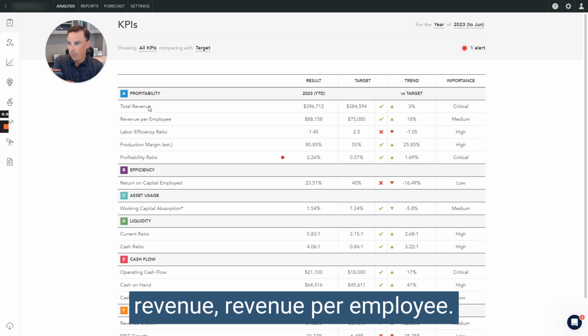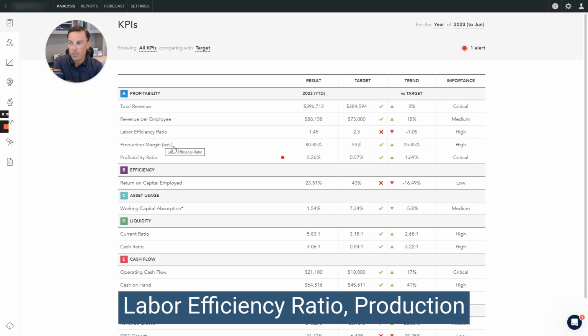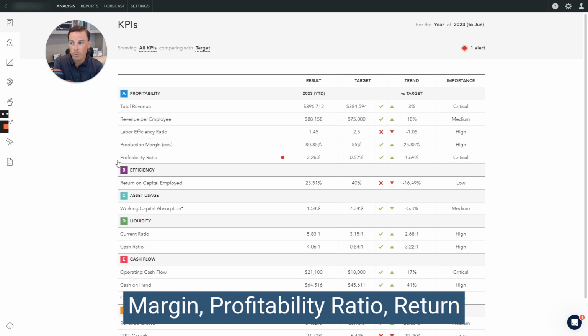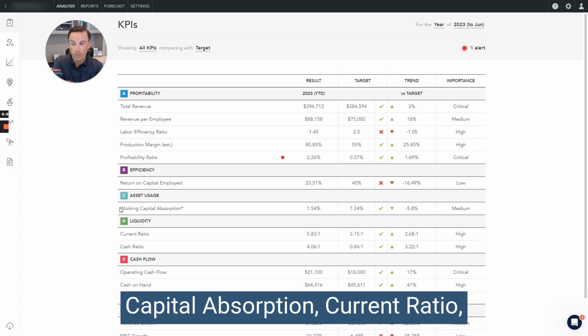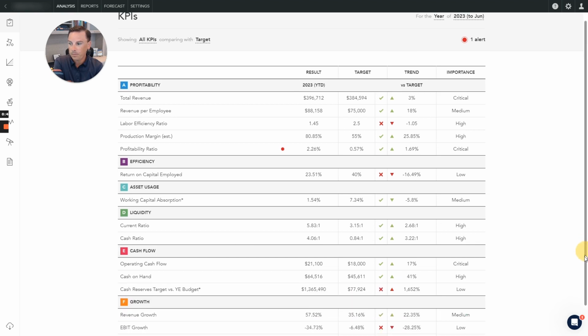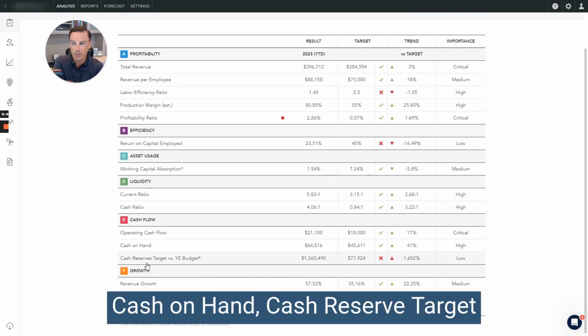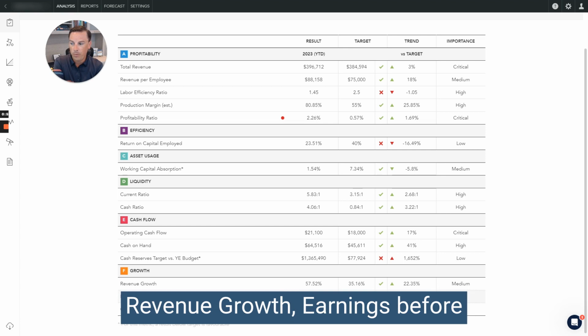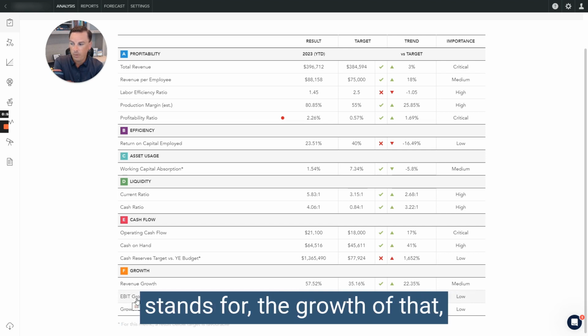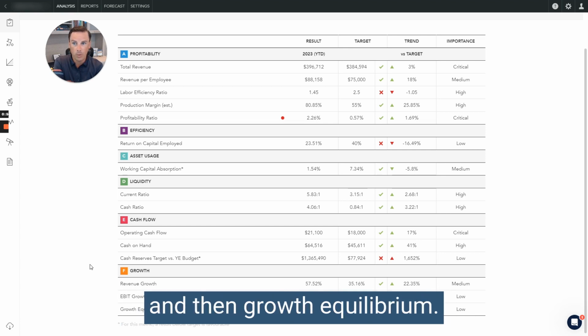So what we have is total revenue, revenue per employee, labor efficiency ratio, production margin, profitability ratio, return on capital employed, working capital absorption, current ratio, cash ratio, operating cash flow, cash on hand, cash reserves versus cash reserve target versus a budgeted cash reserve, revenue growth, earnings before interest and tax, that's what EBIT stands for, the growth of that, and then growth equilibrium.